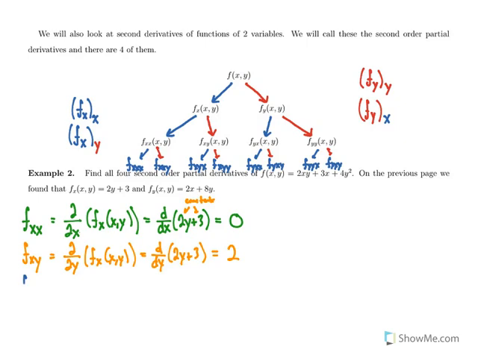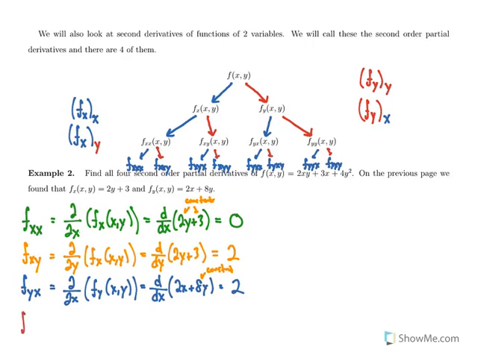Let's continue. Let's do the second derivative f sub yx. So that is the partial with respect to x of f sub y of x, y, which is going to be just the normal derivative with respect to x of 2x plus 8y. We know that this 8y is just a constant with respect to x. So this whole derivative should just be the derivative of 2x, which is 2.